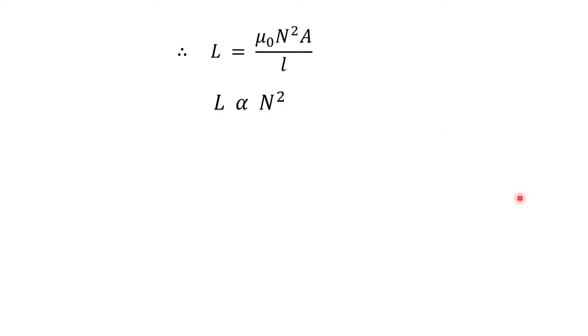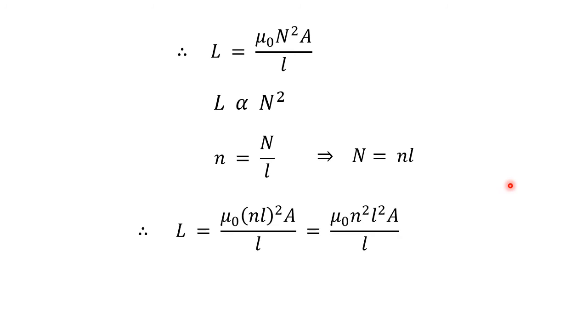Now the expression in another way: small n is nothing but capital N by L. Therefore, instead of capital N we can write small n into L. If you substitute this in the above expression, instead of capital N, small n into L whole square, that is small n square, L square. So one L gets cancelled. Therefore the coefficient of self-induction for a long solenoid is L equals mu naught small n square A L. This is the expression in terms of the number of turns per unit length.